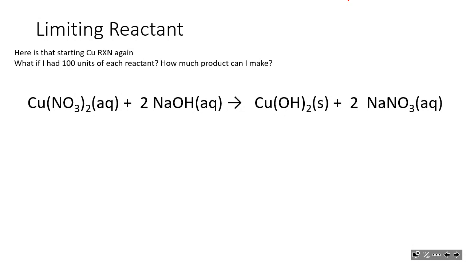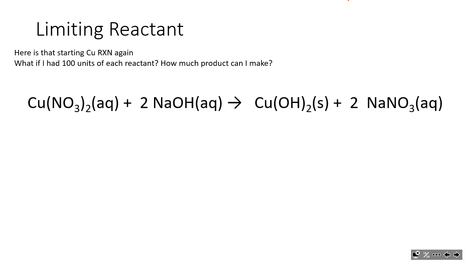How do you know that? Because the copper nitrate has numbers on the outside, the coefficients. Yes. Okay, the copper nitrate has a coefficient of 1. And the sodium hydroxide has a coefficient of 2.